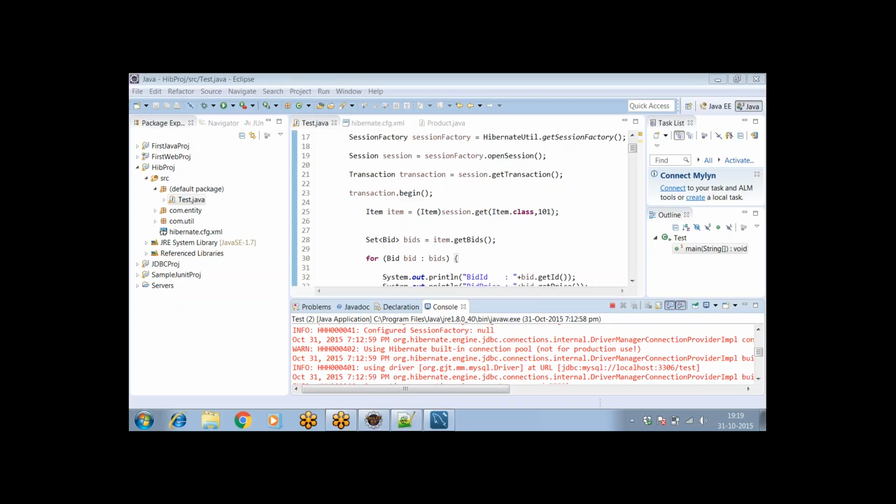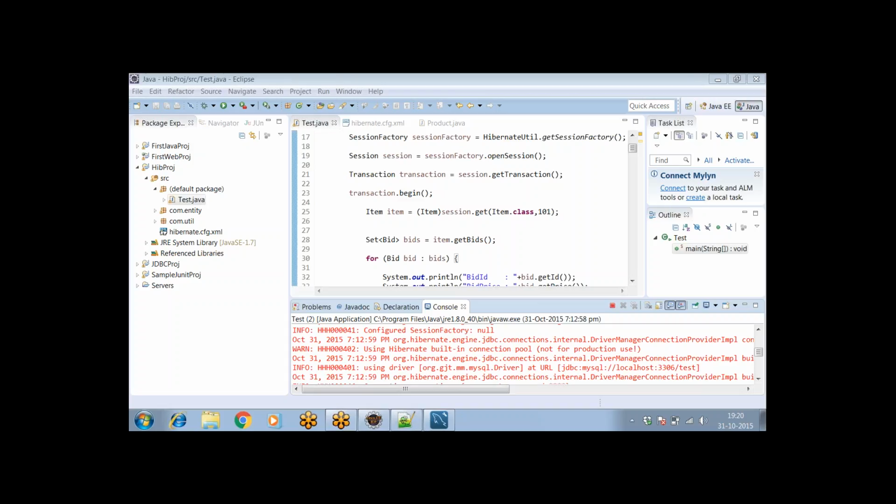Because by default Hibernate follows the lazy loading strategy, it won't fetch the associated bit objects by default. So a lot of memory is saved, and unnecessary DB interaction is avoided here. The records are not fetched without any reason, or until they are needed. So this is one of the advantages.